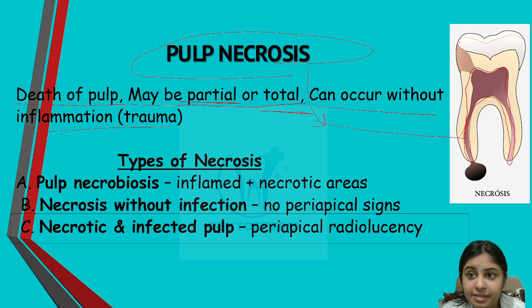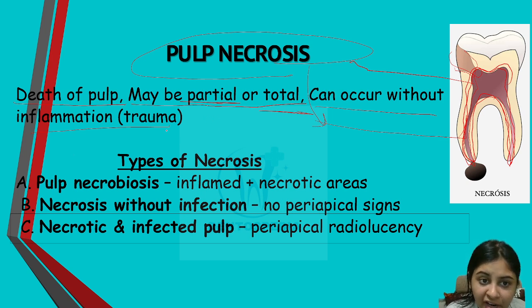So in cases where caries has progressed from the dentin to the pulp, and has gone beyond the level of repair, then it becomes pulp necrosis. But it may happen due to other factors like trauma. In cases of trauma, the pulp can suddenly lose its vitality and become necrotic.